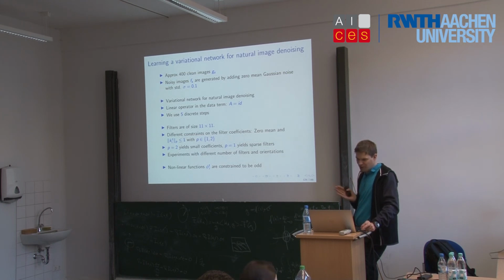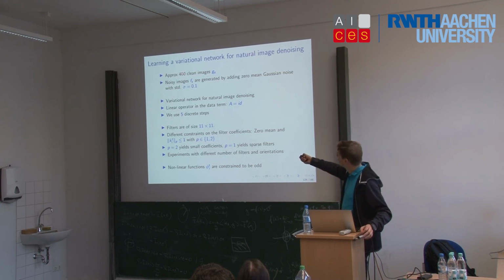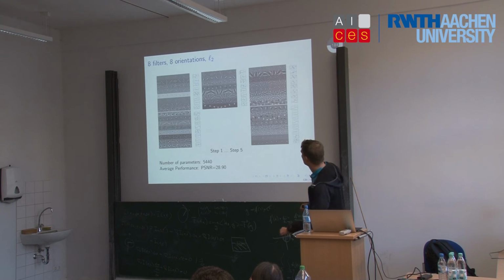Okay, so without going too much into details, we are using this type of model quite a lot for different applications. Here I'm showing you some experiments where I learned it on approximately 400 images, and the filters are of size 11 times 11, and I use different constraints on the filter kernels, like the 1 norm or the 2 norm, using the fact that I can rotate filters or not. And I show you some results here. So we learned just 5 steps, and this is how the filter kernels look when I allow them to be rotated. It means I just learn the first kernel and then also apply the rotated versions of the kernels.